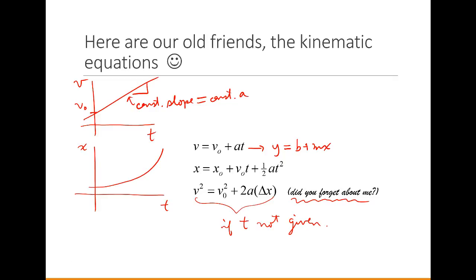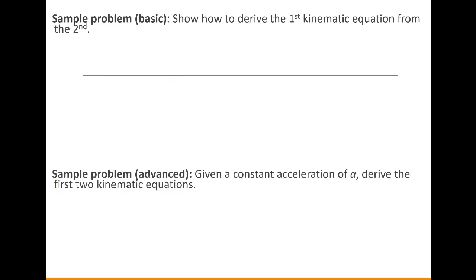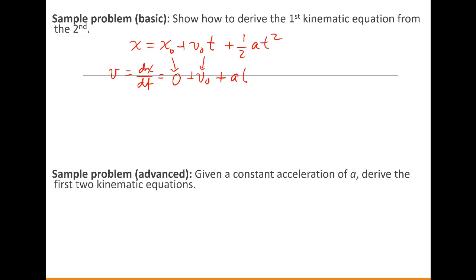Okay, so we're going to show how to get that first kinematic equation from the second. So in other words, x is equal to x naught plus v naught t plus 1/2 a t squared. And then v is equal to dx dt, so that's going to give me 0 plus v naught, and then plus at, 2 times 1/2, and then at to the 1.